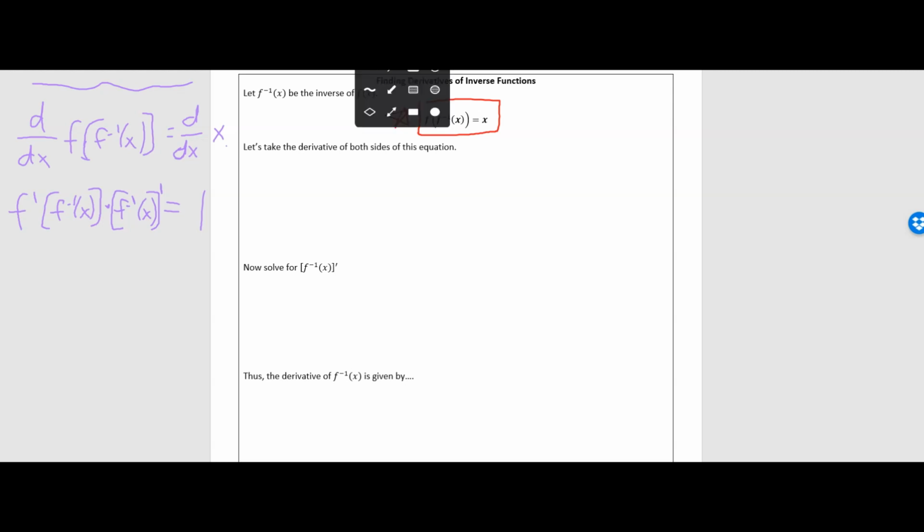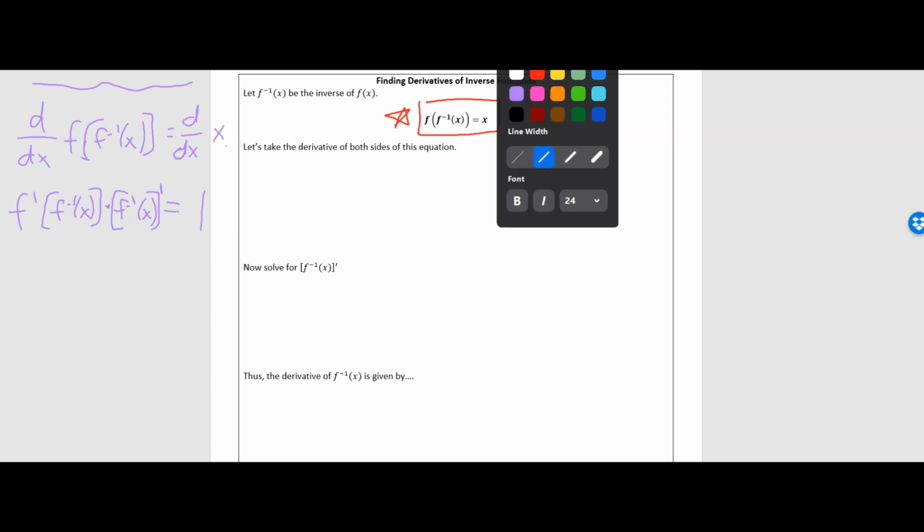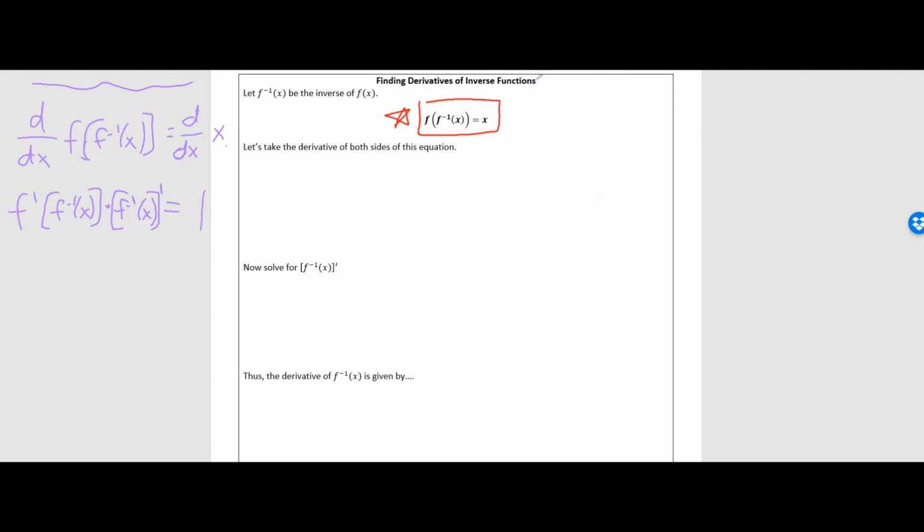If you're unsure of what just happened, pause the video, rewind it, and think about how the chain rule works and how we got from line 1 to line 2. Now, think about our goal. Our goal is to find the derivative of the inverse function. So we need to get this term by itself, right? Because then we'll have something that's equal to the derivative of an inverse function.